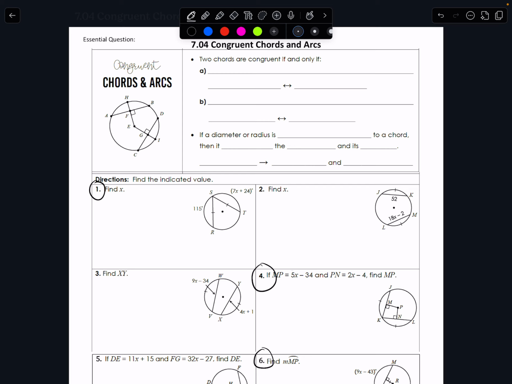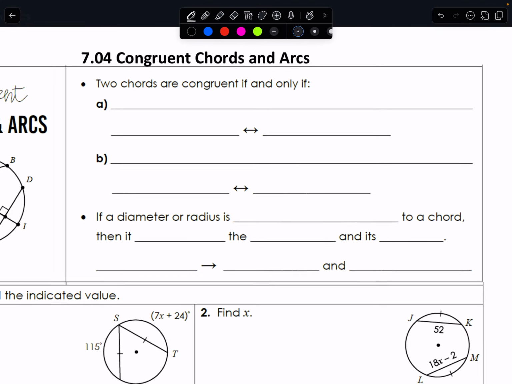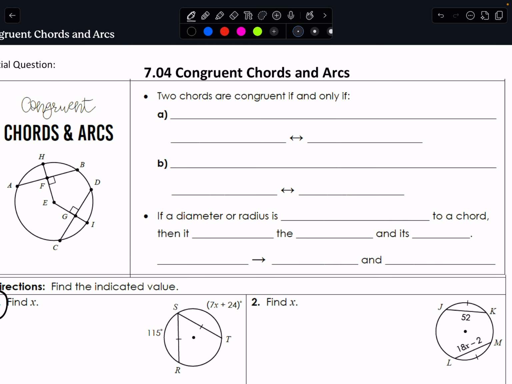Alright, so we're going to start off with our conditions that we're using today. So first, two chords are congruent if and only if. Before we go into it, let's review what chords are. Chords are lines that touch the circle twice, as long as it's not a diameter. Hope you can read that.